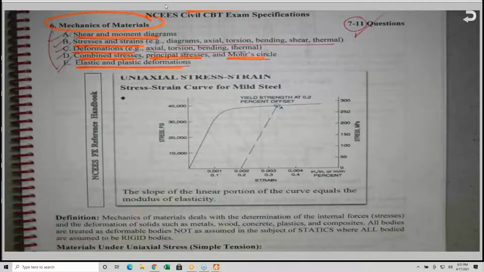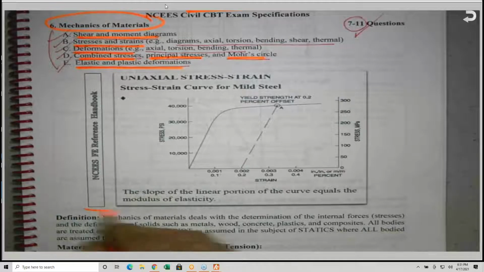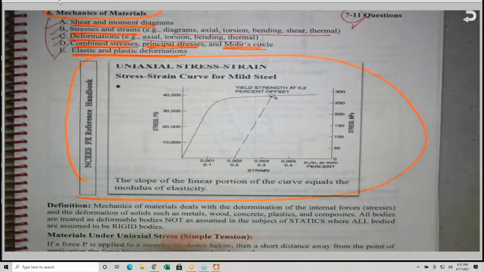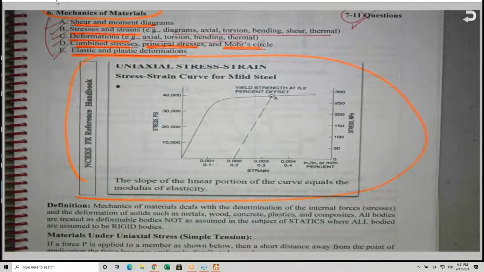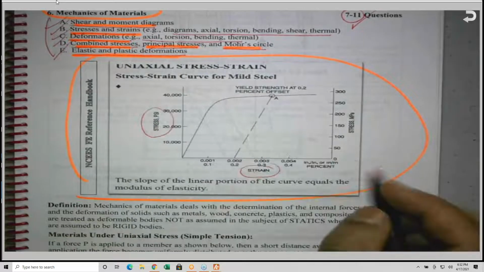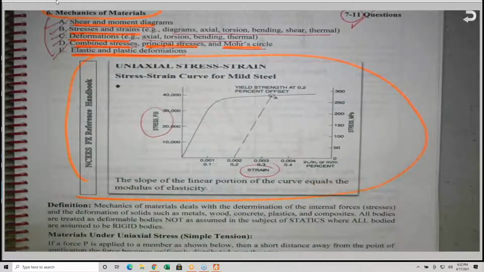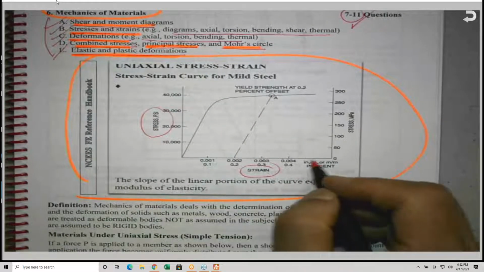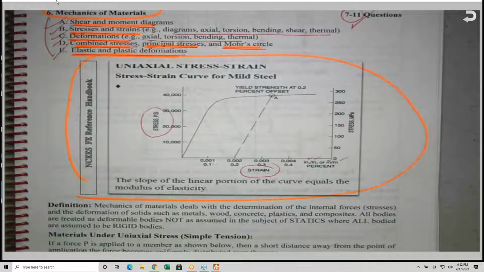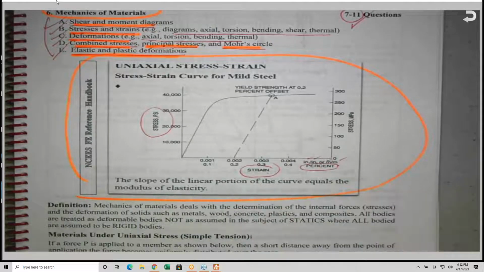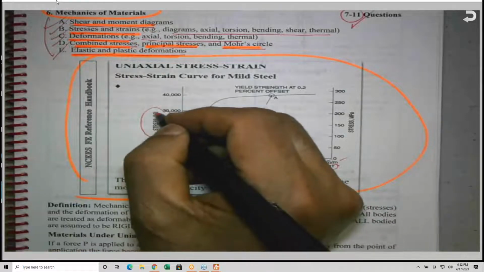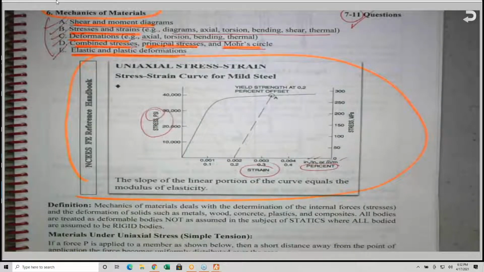The first thing that they provide, this is the first picture that you will see in the NCEES, gives you the stress strain curve. This is strain and this is stress. Strain is a dimensionless quantity, by the way, okay? But we're still using inch per inch or millimeter per millimeter. Or it could be expressed as a percent. And the stress here is in PSI, pounds per square inch.